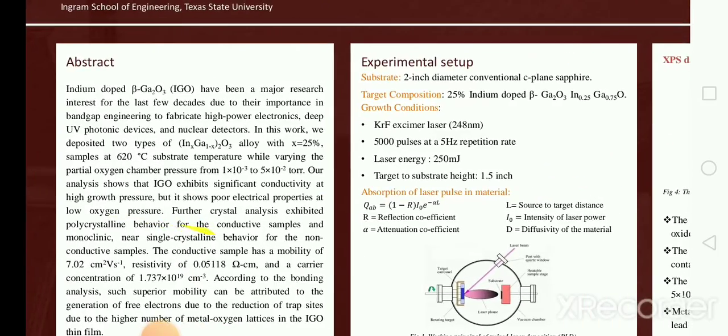Now, I'd like to discuss the abstract of our poster. As indium doped beta gallium oxide is very important in bandgap engineering, we worked with 25% indium doped beta gallium oxide. We kept our substrate temperature constant at 620 degrees Celsius and varied our oxygen pressure from 1 × 10⁻³ torr to 5 × 10⁻² torr.